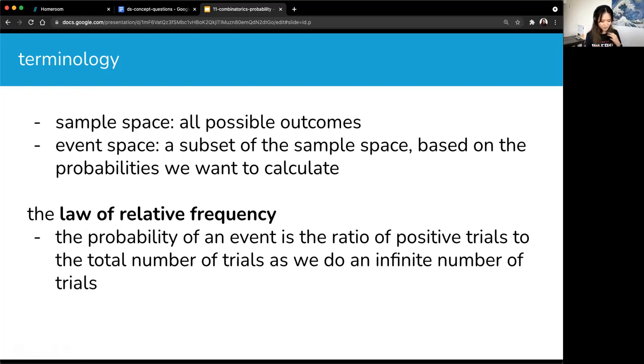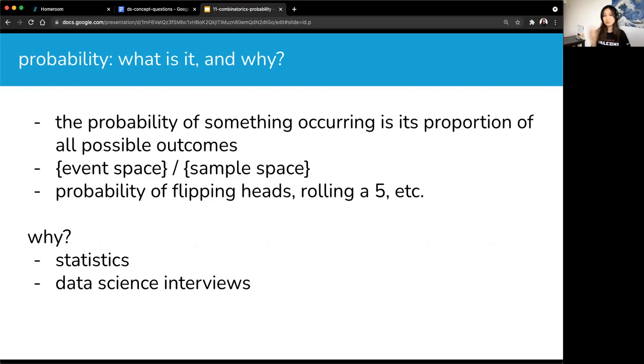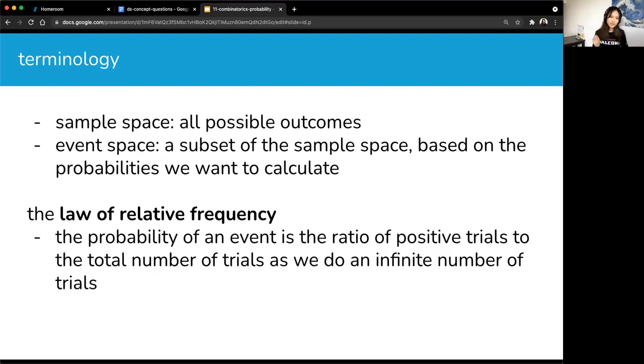think about probability. So we'll get into this later, but within statistics, there are two main fields. If anyone has heard of frequentist statistics versus Bayesian statistics, Bayesian we'll get to later, but this is where the idea of frequentist stats comes from. So the law of relative frequency just says that the probability of an event is the ratio of positive trials to the total number of trials as we do an infinite number of trials. So what this means is we say that the probability of rolling a 5 is 1 out of 6. The frequentist way of thinking about that is I'm going to roll a dice an infinite number of times.